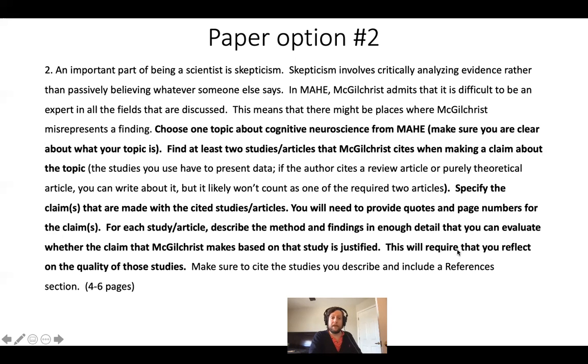And so you will need to reflect on the quality of the studies. Do they actually show that the left hemisphere is important for blank kind of attention and the right hemisphere is important for this other type of attention? And you do need to cite the studies. It needs to be clear what they are, and include a reference section.